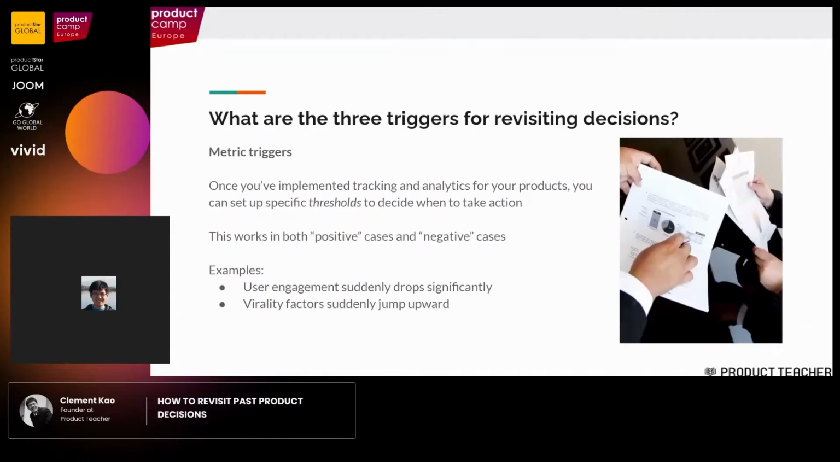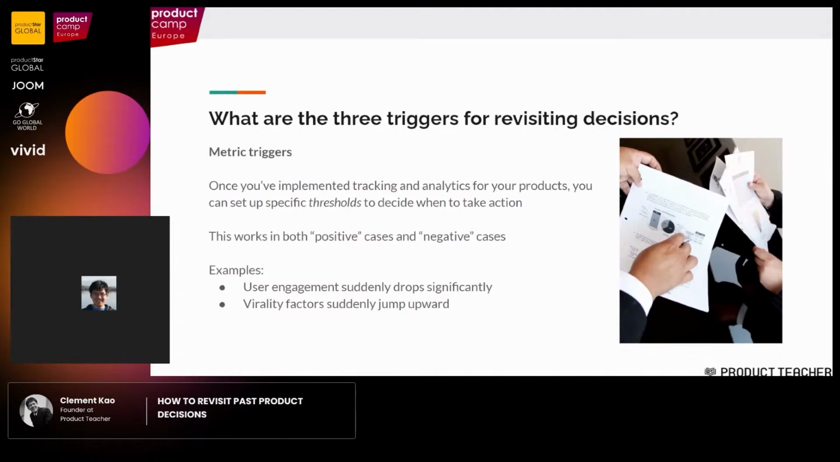Well, the other thing that we can use is metric triggers, essentially thresholds for when some particular metric moves above or below some threshold. Of course, we can't actually use metric triggers unless we've first implemented analytics and tracking. And so please do make sure that you are actually measuring what is going on with your product, because if you're not measuring how it's doing, well, then it's very hard to diagnose, do I need to intervene?